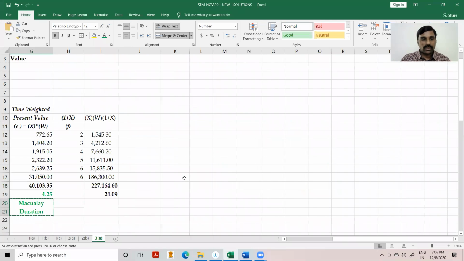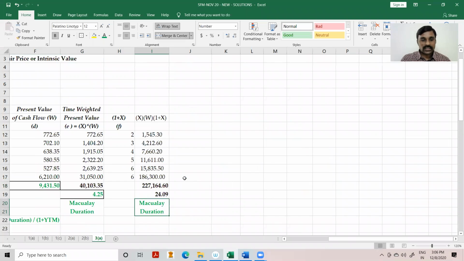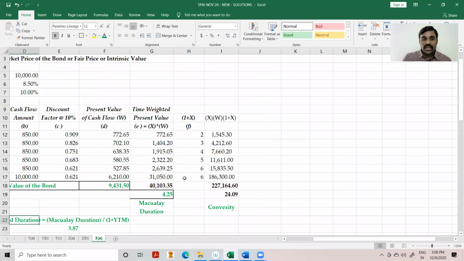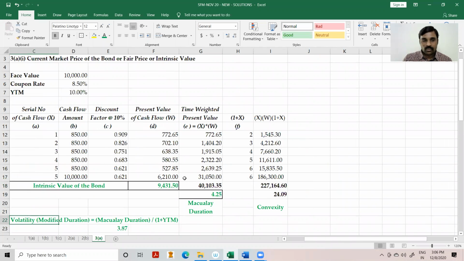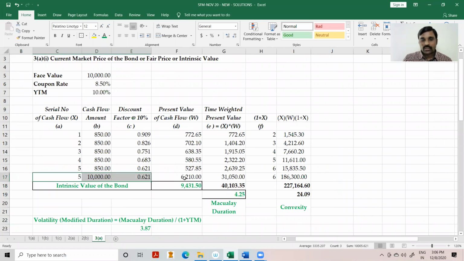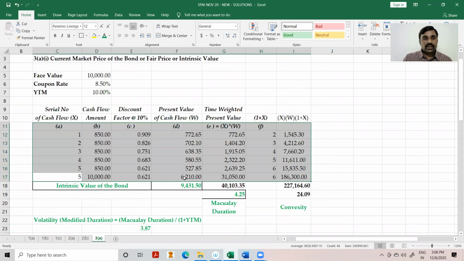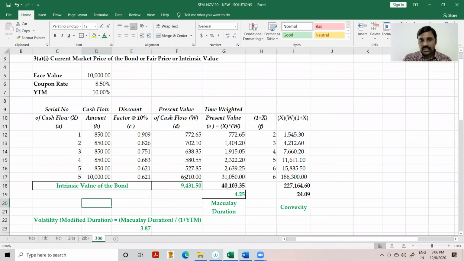Most of the information relating to convexity calculation will be there in the present value calculations of the bond. This bond itself will have most of the value. Right, this is the point. Next, this is the convexity. We have completed the 4 points.